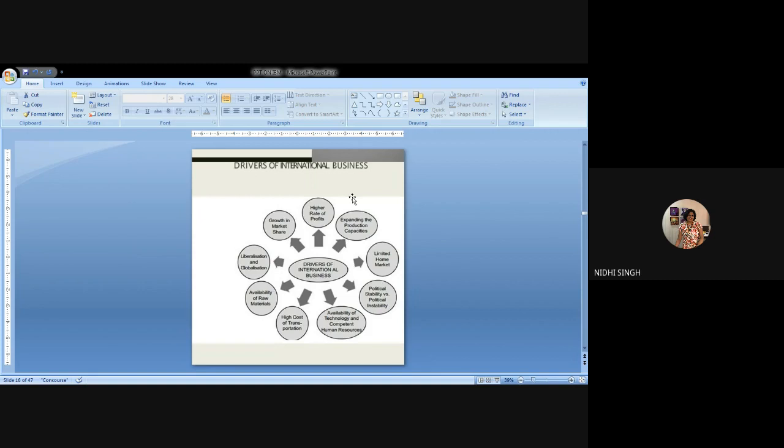High cost of transportation. There is high cost of transportation in international business. Yes or no? Yes, ma'am. How is it a driver if the transportation cost is high? Transportation cost is high always, ma'am, but when we deal overall with limited products.